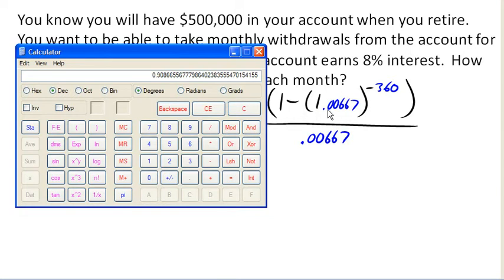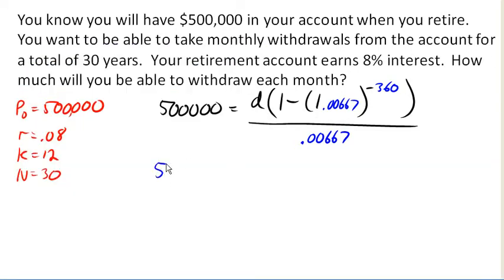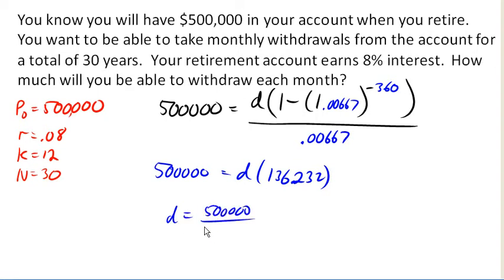So now I'm going to go ahead and divide that by 0.00667. And all of this mess ends up being about 136.232. So we end up with 500,000 equals D times 136.232. We divide, and we get 500,000 divided by 136.232, which is about $3,670.21 per month.